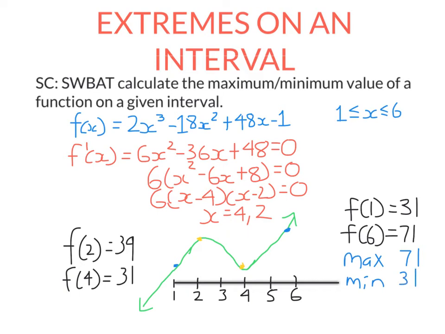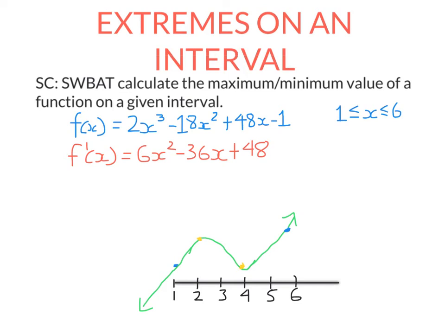So when you're trying to find the maximum and minimum value of a function on a given interval, you need to check both the stationary points and the end points of the interval. So now what we're going to do is rub out all of this working out and calculate when the value of this gradient will be a minimum.